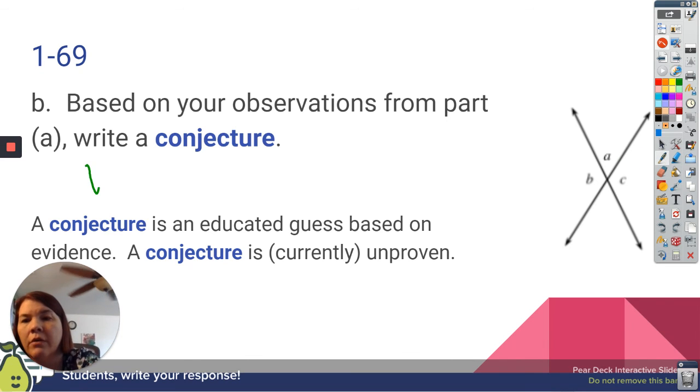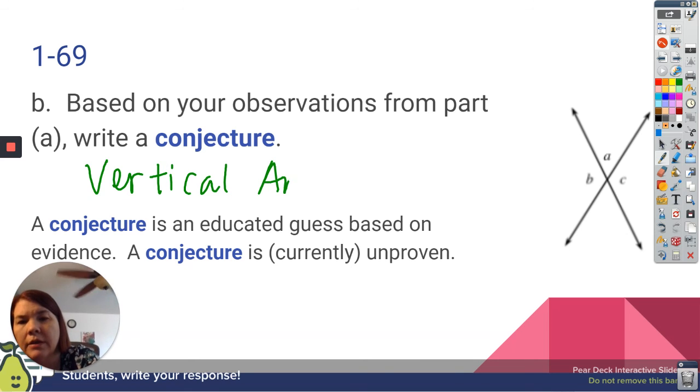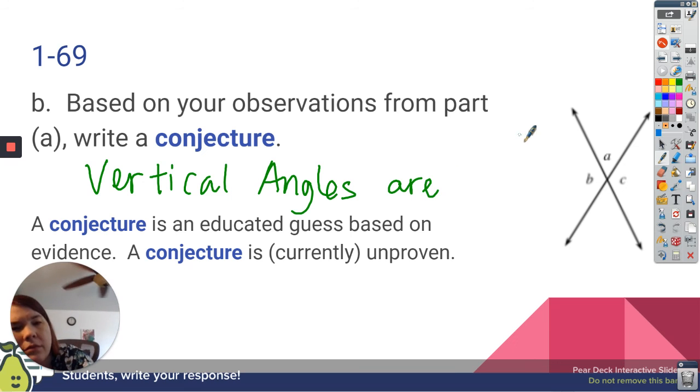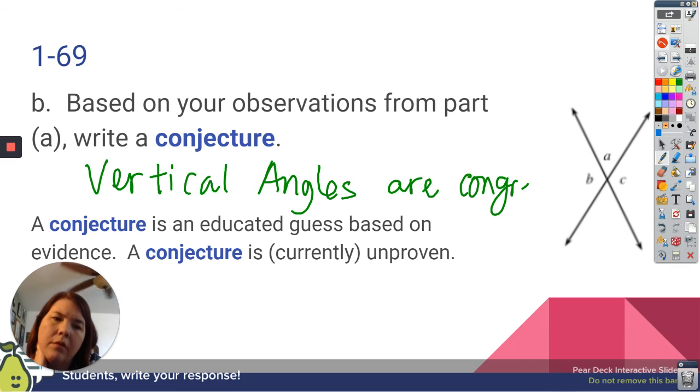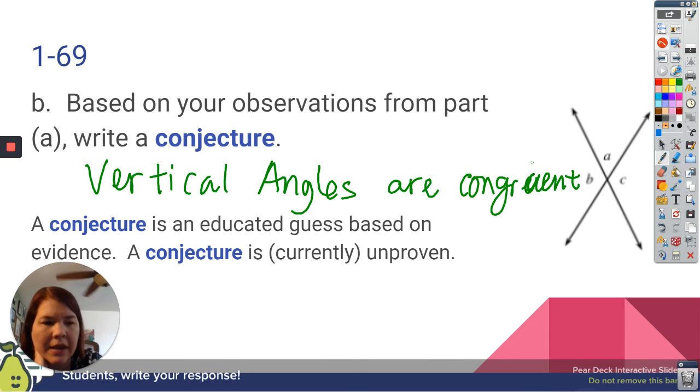So I think vertical angles, that's your statement, have the same value, are equal. Let's use a good math word, congruent. They're congruent. That's my guess. So that's what a conjecture is. It's a guess based on evidence. This is the least amount of words I can use, and I'm using all math words.